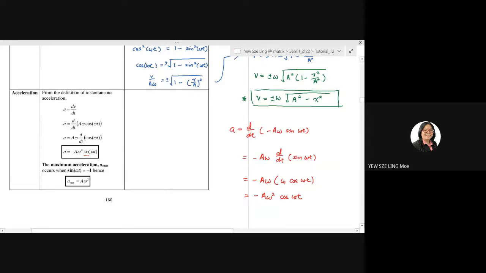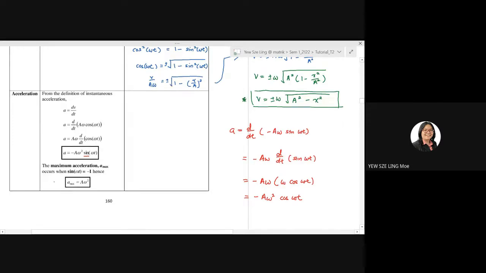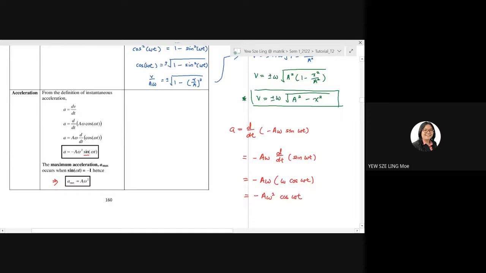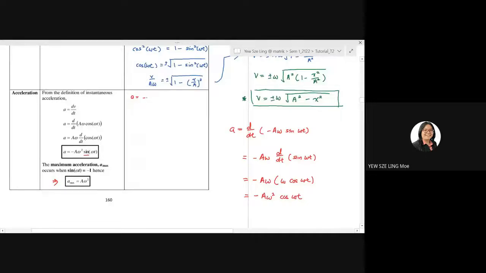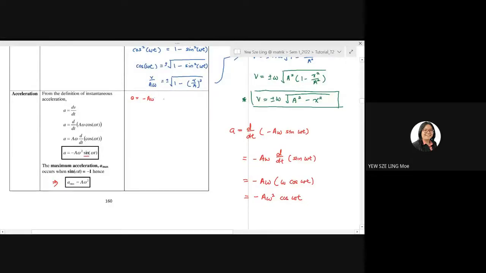So the maximum acceleration occurs when sine omega t is equal to -1. Therefore, a max is equal to a omega square. So this is the equation for maximum acceleration. Now let's see how we are going to derive it. So we have a equals negative a omega square sine omega t.